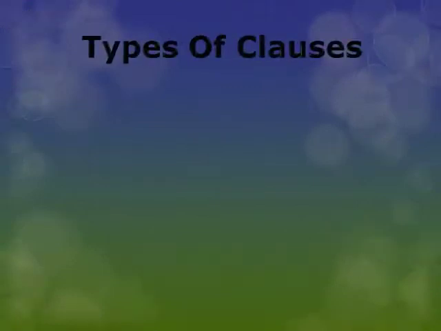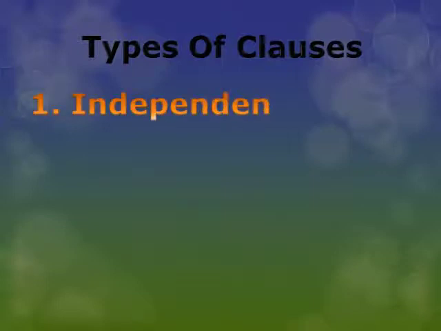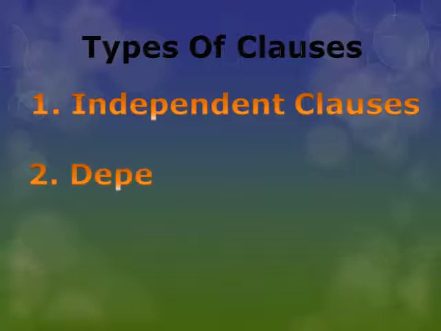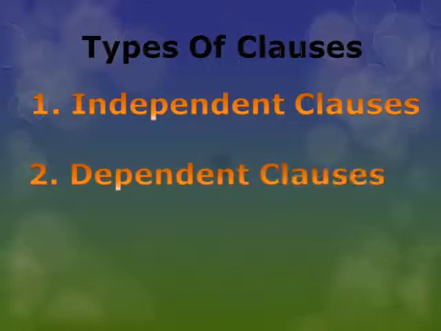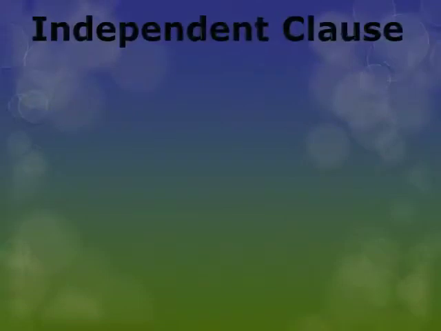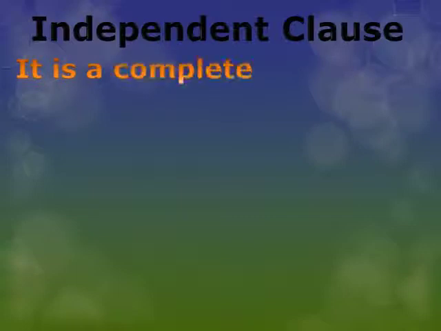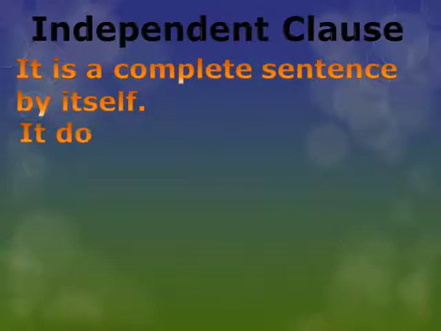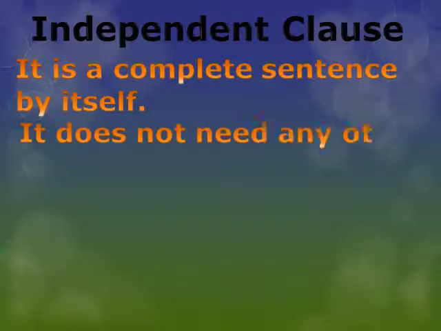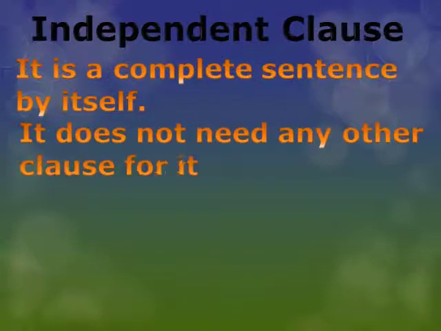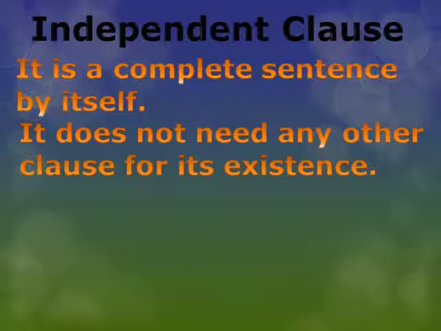Types of clauses. Basically, there are two types of clauses: independent clauses and dependent clauses. Now first we will study the independent clause. What is an independent clause? It is a complete sentence by itself. It does not need any other clause for its existence. That means it is independent.